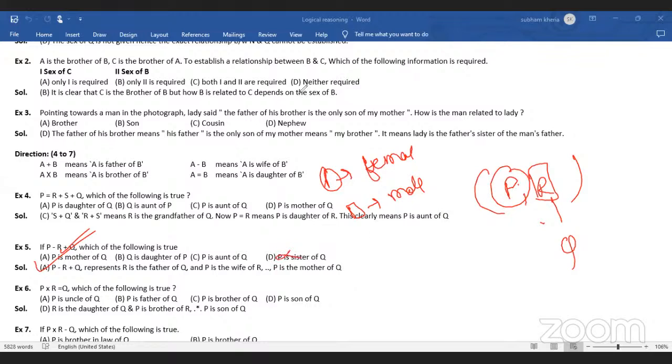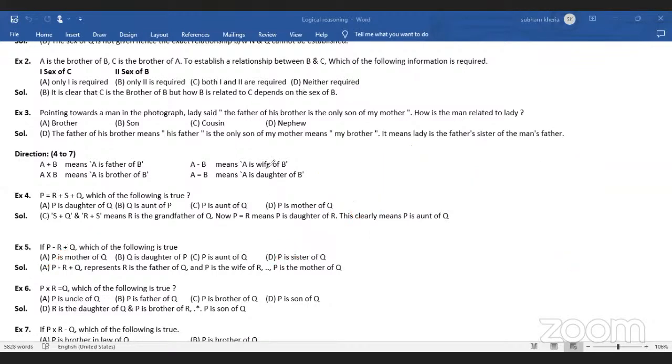Very good. All of you understood this? We are done with blood relations. Look how easily we are finishing chapters. Can you see? With so much ease, we are finishing chapters one by one. Now let me ask you a question.